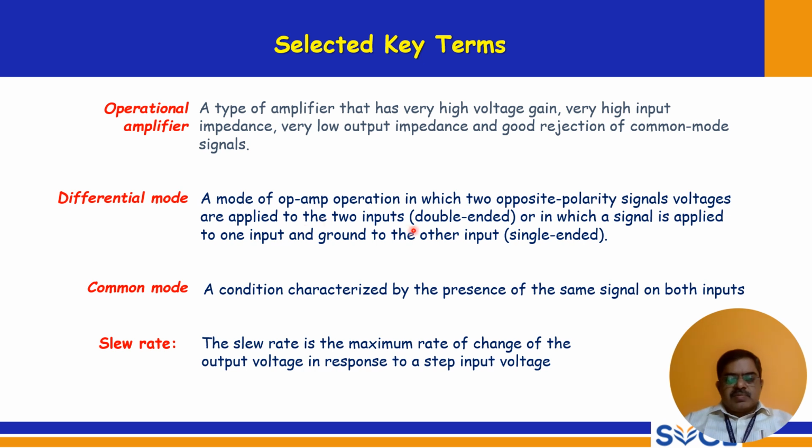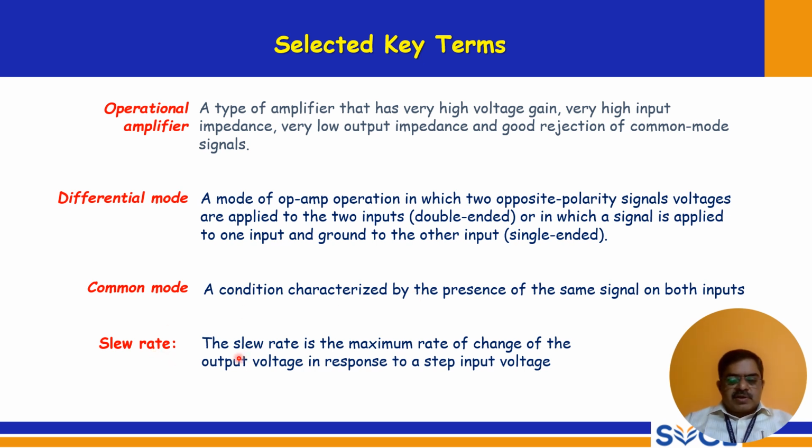And differential mode: a mode of op-amp operation in which two opposite polarity signal voltages are applied to the two inputs, so double-ended, or in which a signal is applied to one input and ground to the other input, so it is single-ended. So double-ended and single-ended, there are two modes. So these two are differential mode. Common mode: a condition characterized by the presence of the same signal on both inputs. So that becomes a common mode.